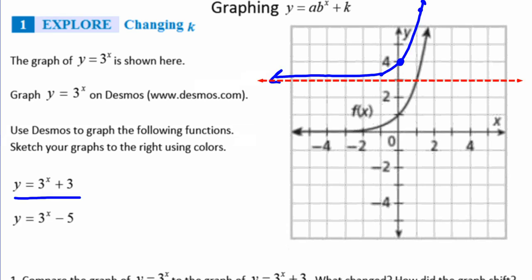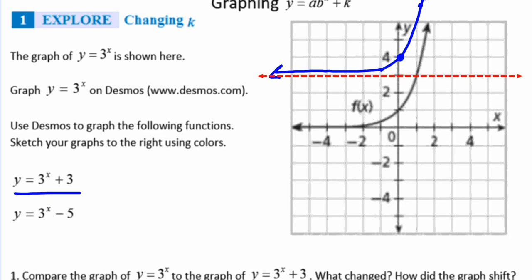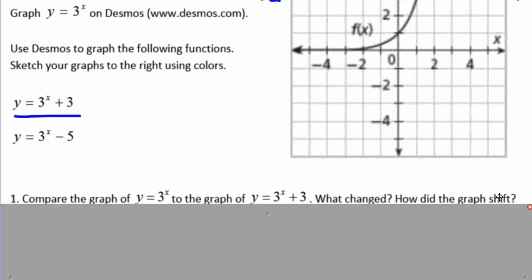If we type that into our y2 on Desmos, we'll get a result looking like this in blue. So if we compare this graph to how our original parent function, 3 to the power of x, looked, what happened? How did it change? We can see that the graph shifted up. And you're saying, well, how many did it shift up? Let's compare the y-intercepts. Our original y-intercept for the parent function was at (0, 1). Now it's at (0, 4). That moved up 3 units.